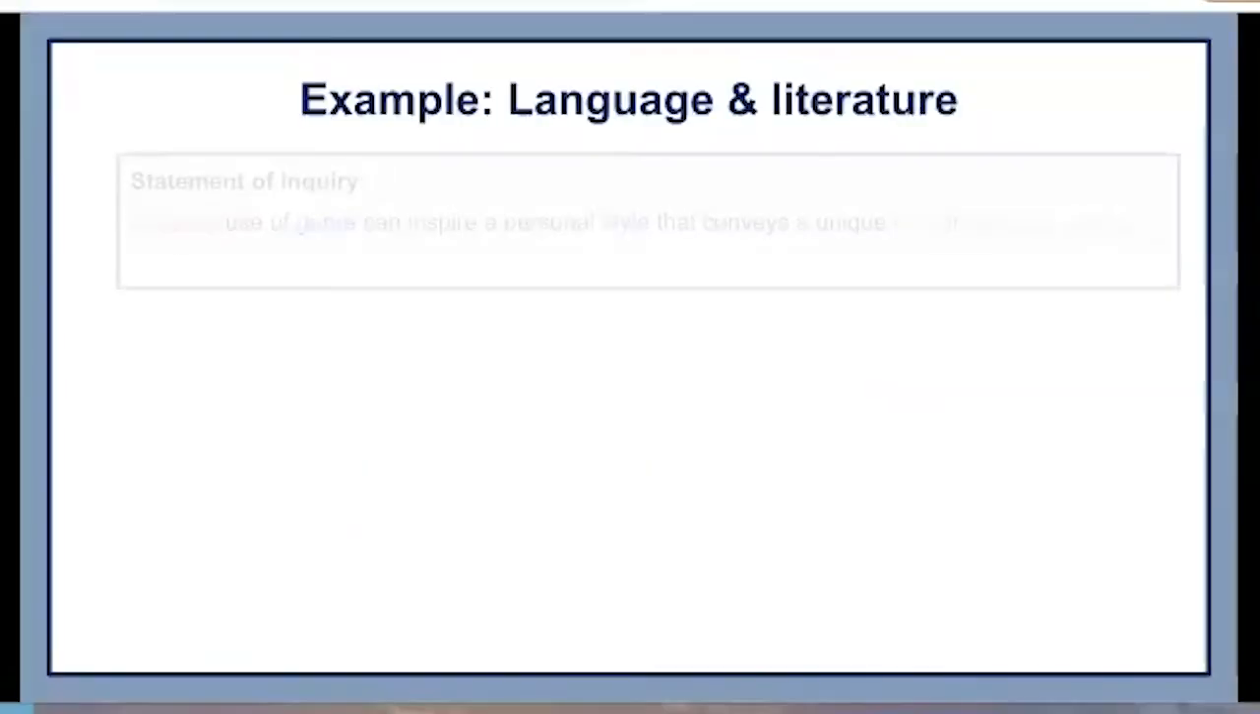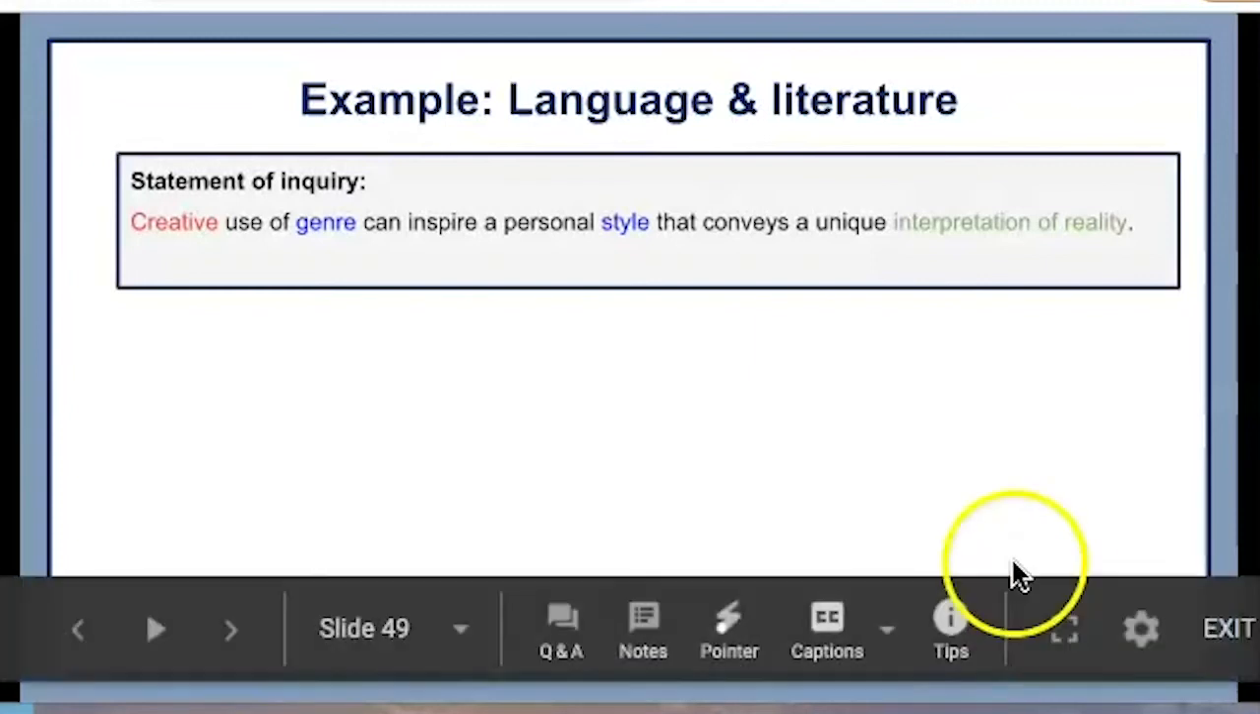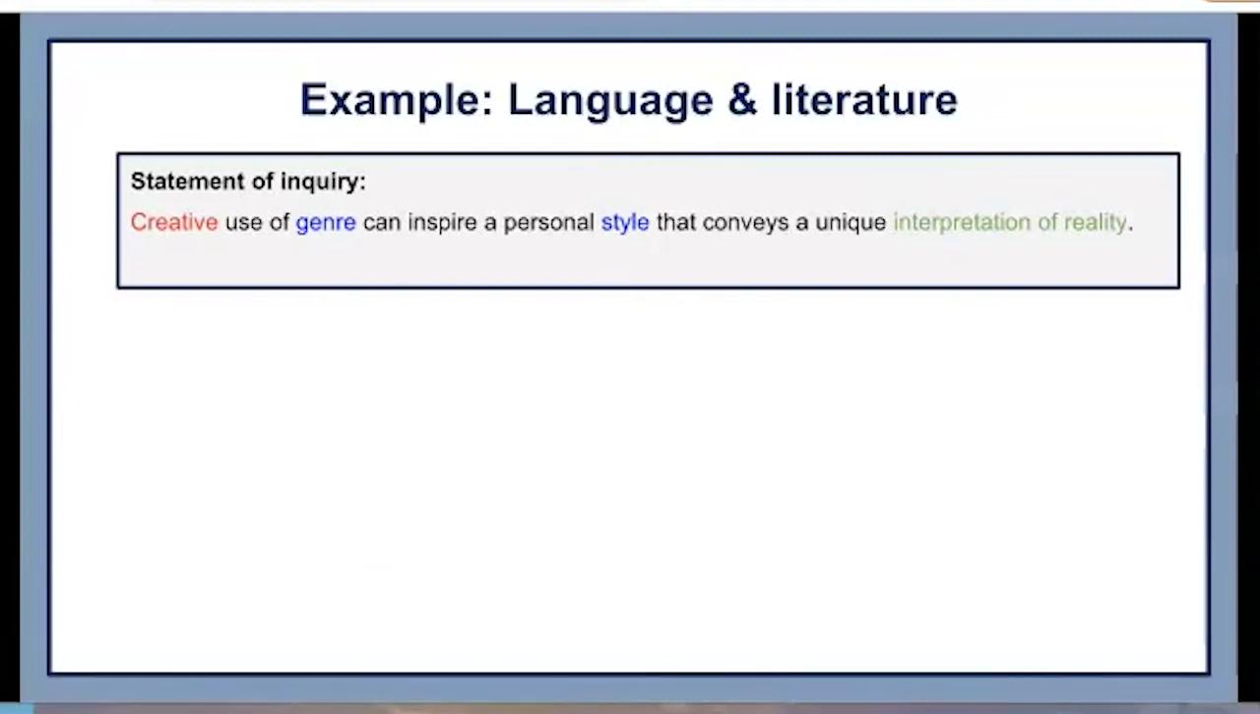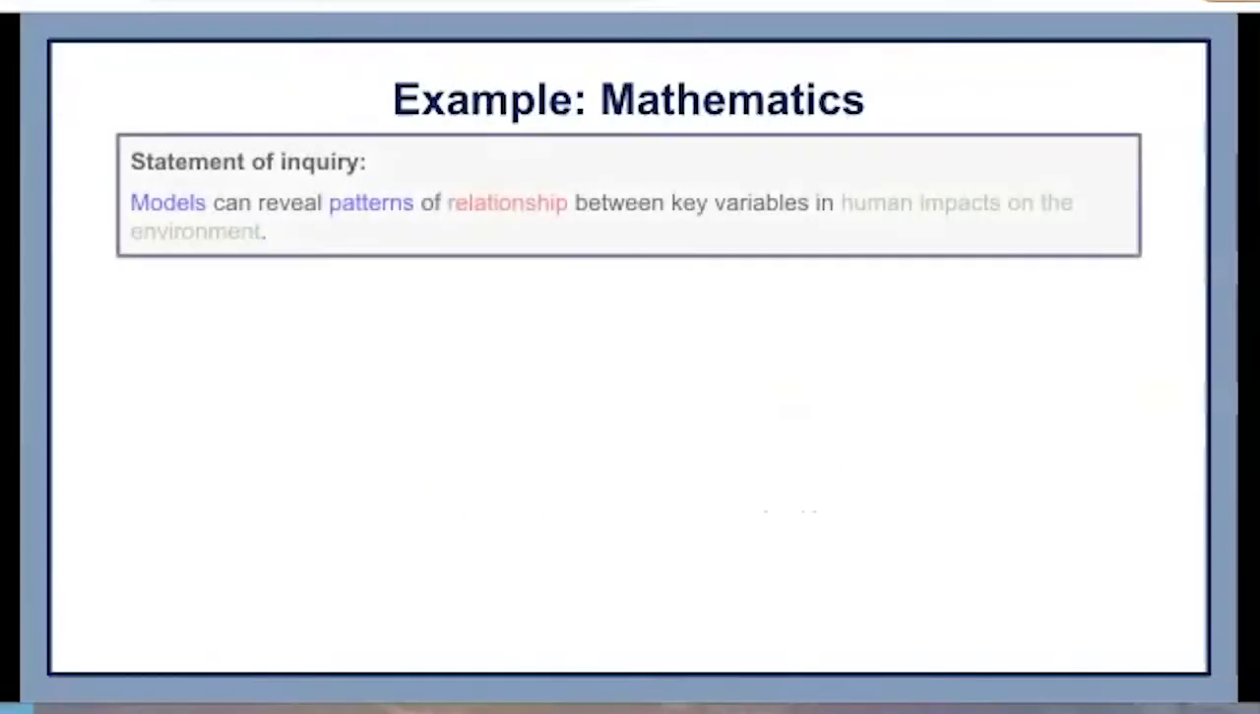And then language and literature. We have the statement of inquiry: creative use of genre can inspire a personal style that conveys a unique interpretation of reality. And then mathematics. Statement of inquiry: models can reveal patterns of relationship between key variables in human impacts on the environment.